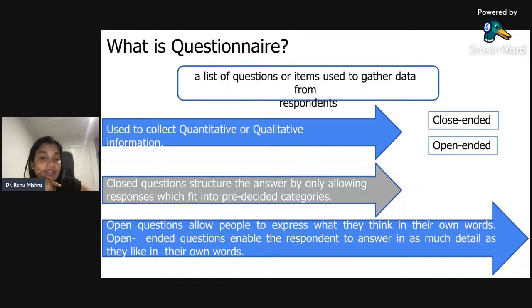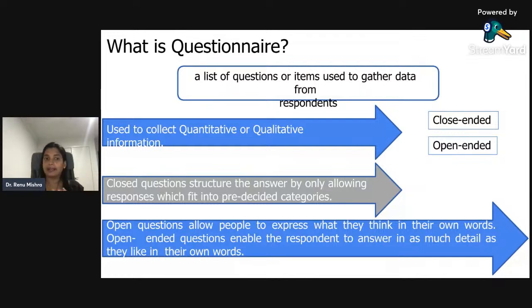However, in open ended questions, I will give them an option to express themselves. If you used this brand, then why? So I am giving them an option to express.